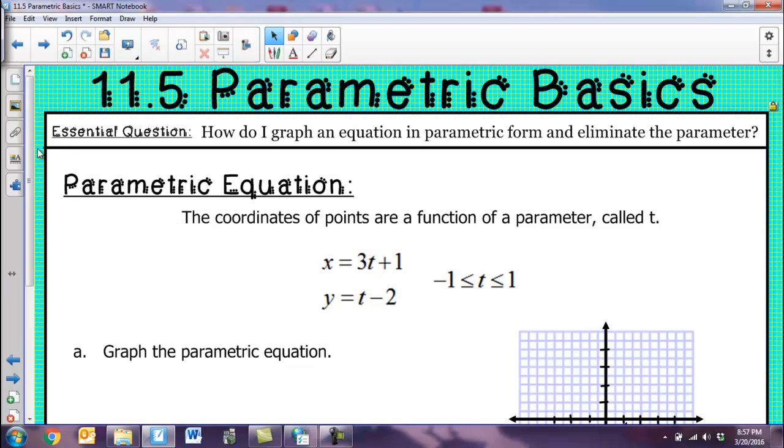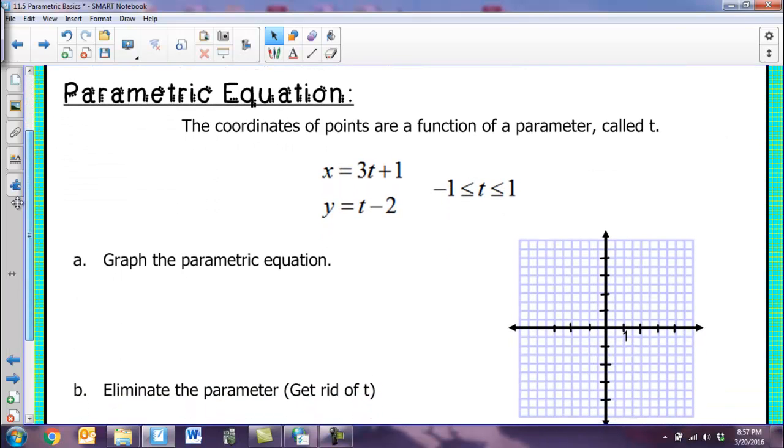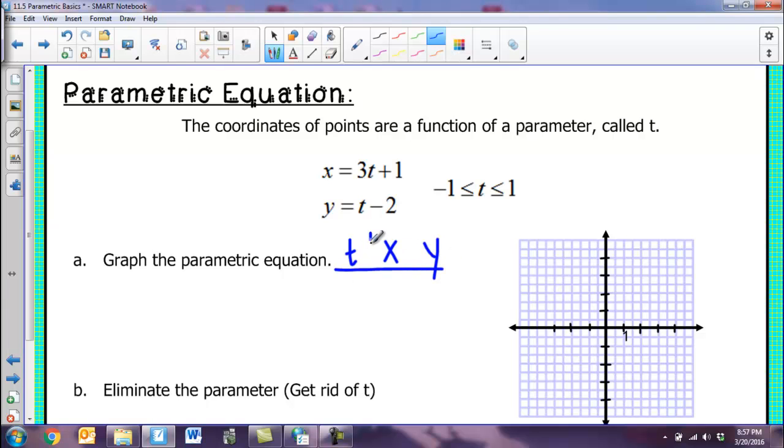So when you graph a parametric equation, you're basically going to do the same thing that you would have graphed before, but now we're going to add an extra column into our little t-charts. So not only am I going to have an x and a y column, I'm also going to have a t column.